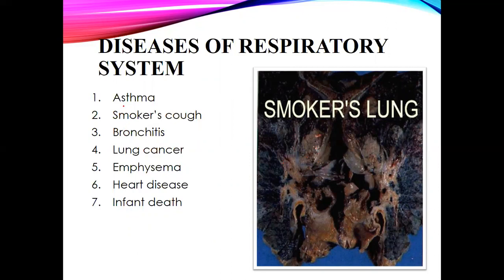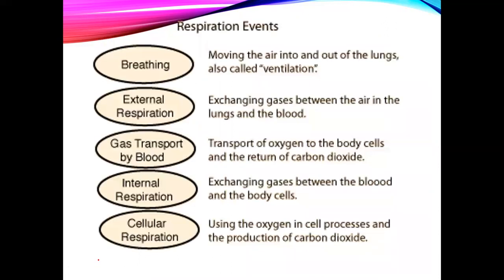Among the diseases of the respiratory system is asthma. We also have smoker's cough. We have bronchitis. Bronchitis is also a very dangerous disease. It destroys the bronchus and makes it less sensitive too. We've got lung cancer, emphysema, heart disease and infant death. All of these are diseases related to the respiratory system.